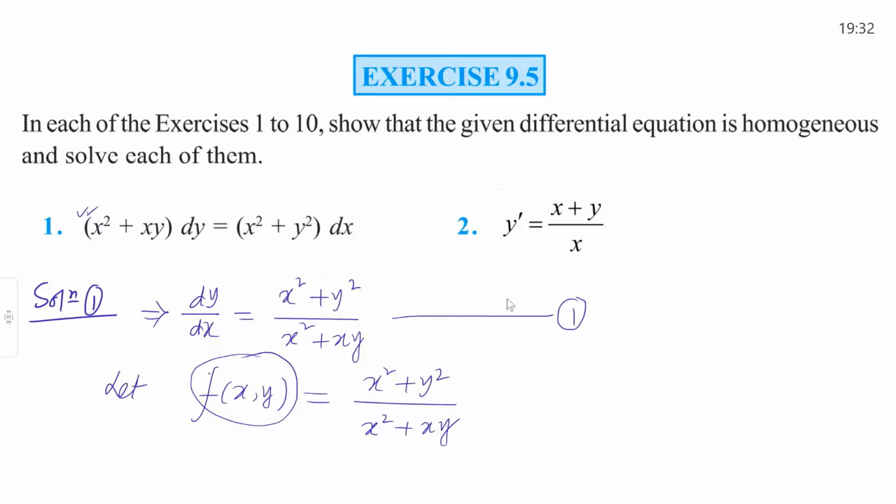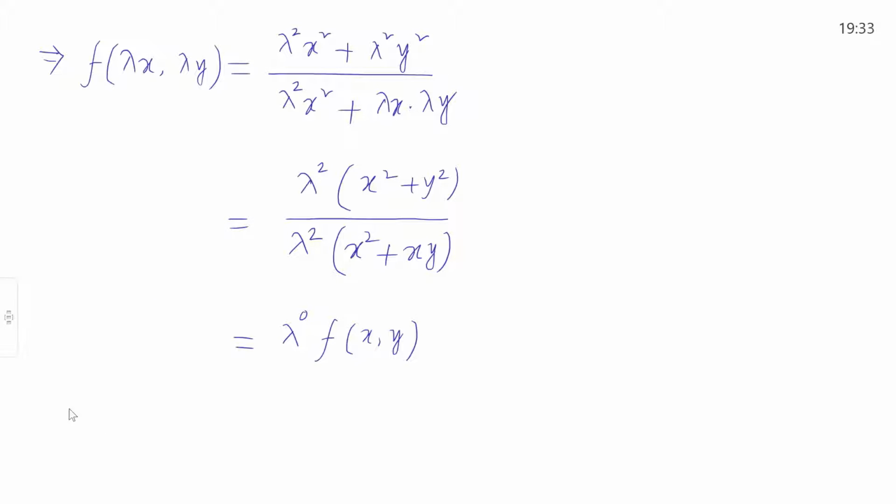So what is the conclusion? This function f, which I took as the right hand side of the differential equation, this expression is a homogeneous expression, and dy dx is equal to it, so this is a homogeneous differential equation. So you can write: therefore the differential equation 1 is a homogeneous differential equation of degree 0. This is the check for whether any differential equation is homogeneous or not.